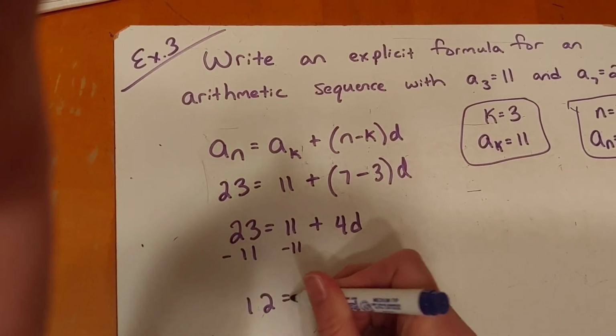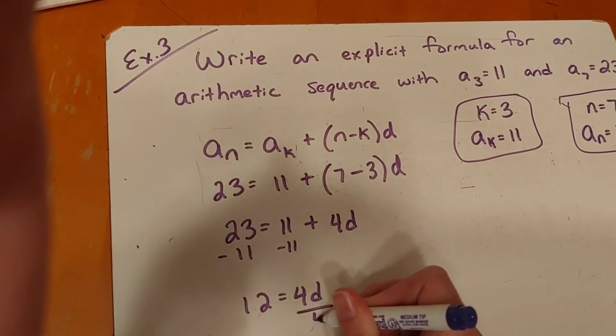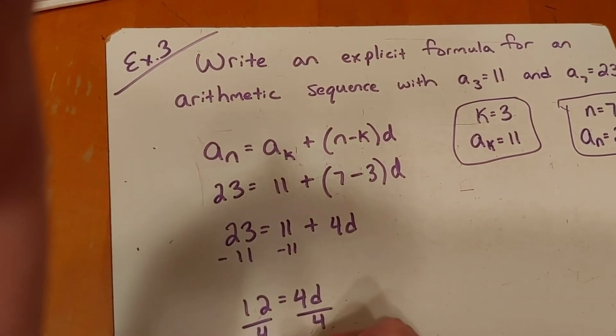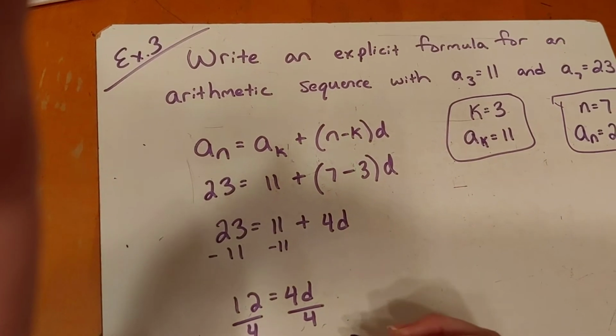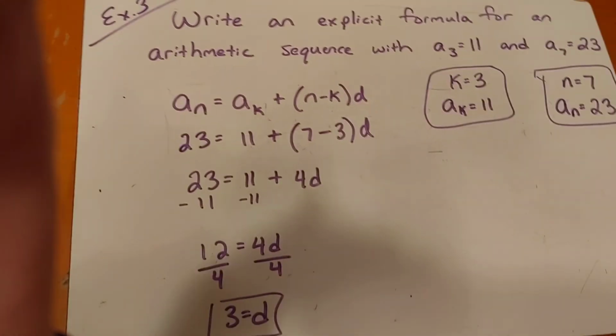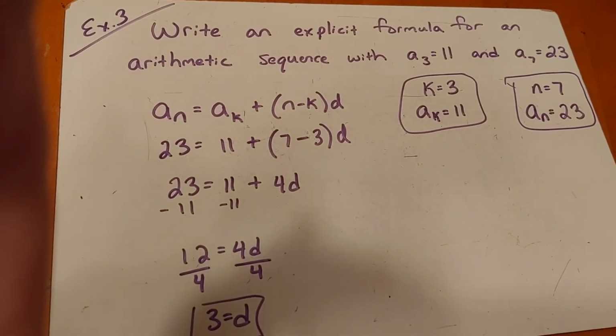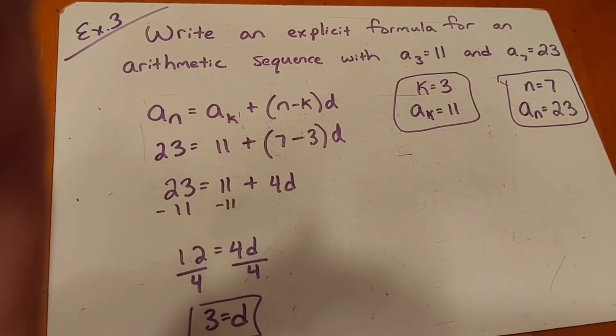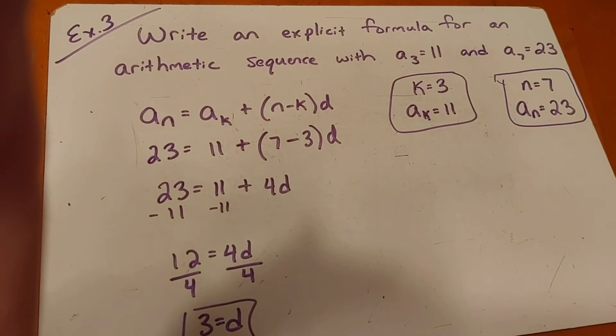That means that 12 equals 4D, divided by 4, divided by 4. 3 equals D. 3 equals D, nice. All right, so D equals 3. I would love to say we have finished the problem, but it must be a two-stepper because I don't have an explicit formula yet. All I have is D.